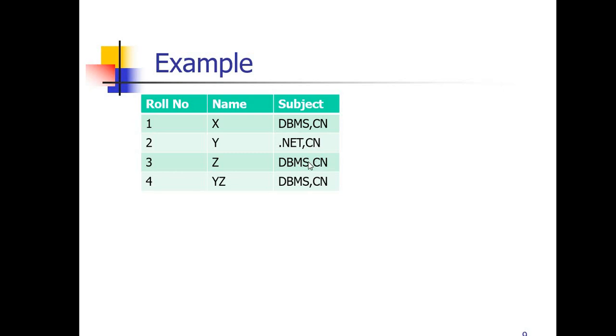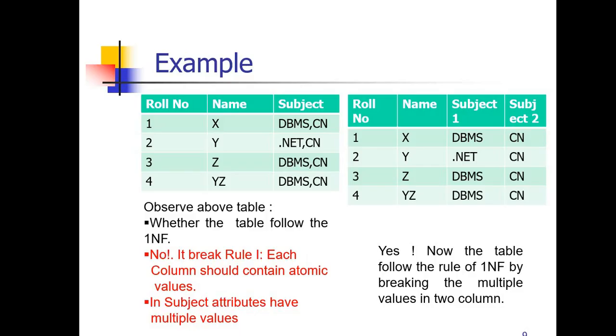So, we want to convert this table into first normal form. How? Let us break the composite values like this. The table now has roll number, name, subject 1, subject 2. Now this table is in first normal form.